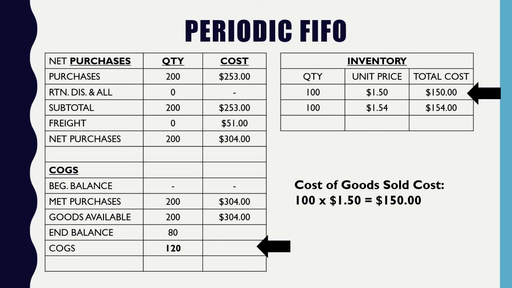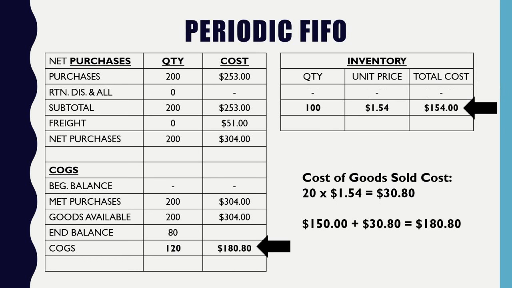That's going to be all gone. All right? Now, I still sold 120. I've only sold 100. I still got 20 left. So then you're going to take that from our second batch. Okay? So now that we've got rid of our first batch, we need to calculate how much it took us to sell 20 items from our second batch.